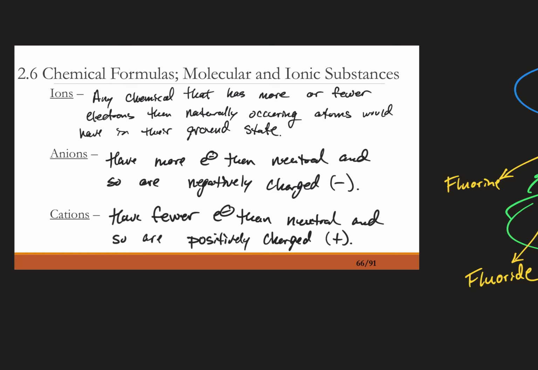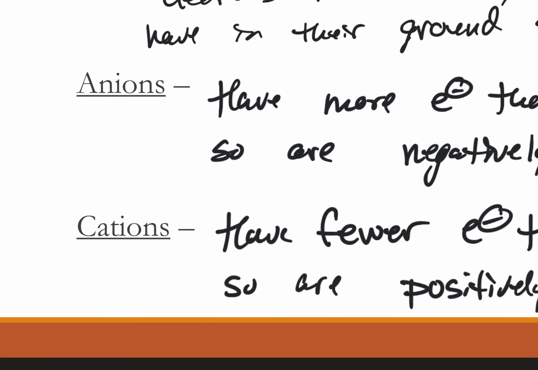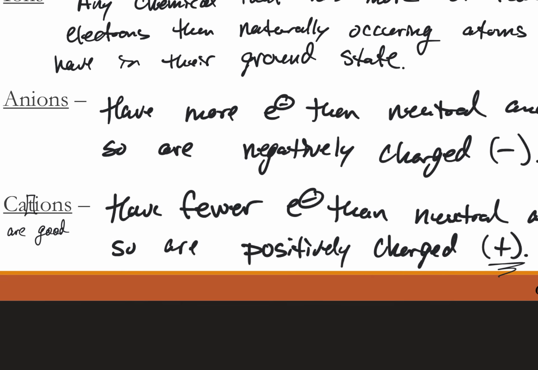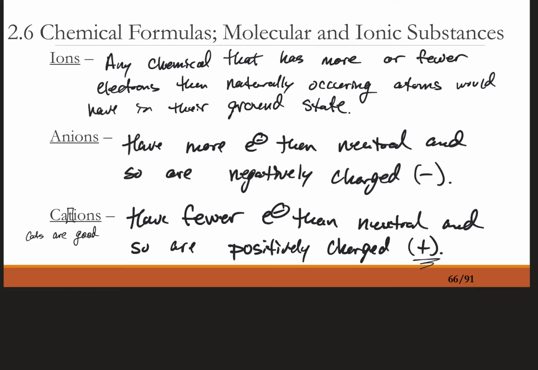I like to use this mnemonic. I don't know if it works for you, but I say cats are good because cations have a T, they're positive. Cats are positive animals, right? They make people happier, mostly. There's a T in the word cation. Maybe that helps you remember they're positively charged. Anions don't have a T. Onions are bad. Maybe you could use that. I don't know. I like onions, but anions are negatively charged. Cations are positively charged.